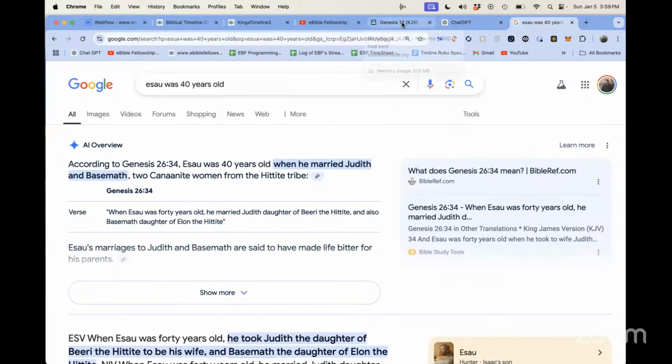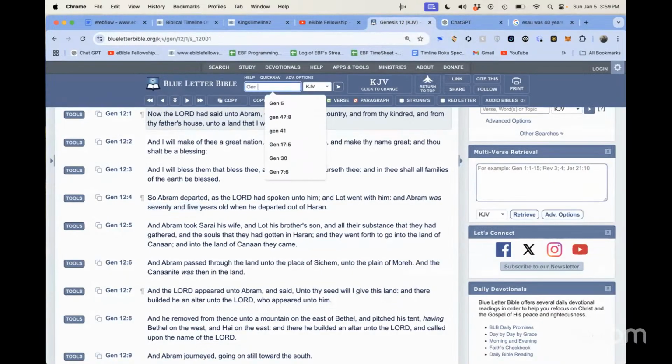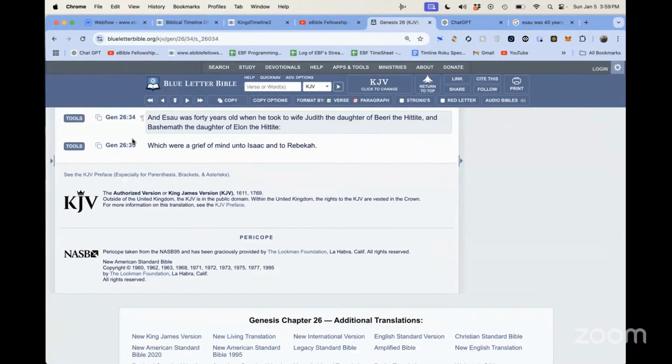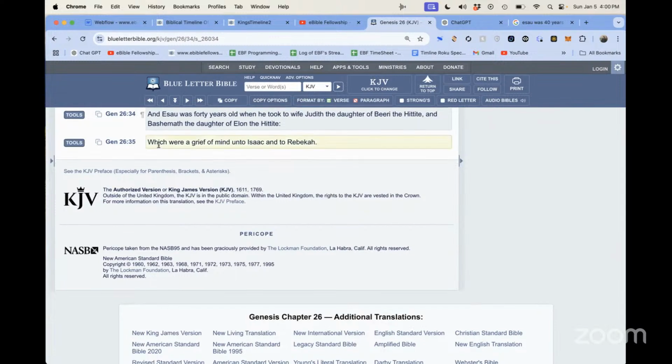All right, that's Genesis 26:34. Okay, Genesis 26:34. And Esau was 40 years old when he took to wife Judith, the daughter of Beriah the Hittite, and Bashemath, the daughter of Elon the Hittite. Which were a grief of mind unto Isaac and Rebekah.